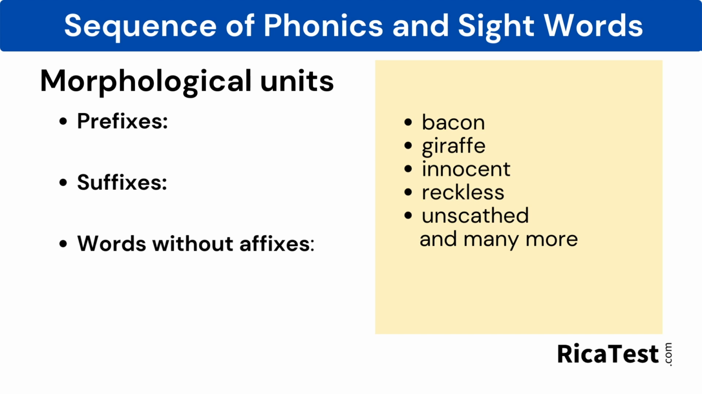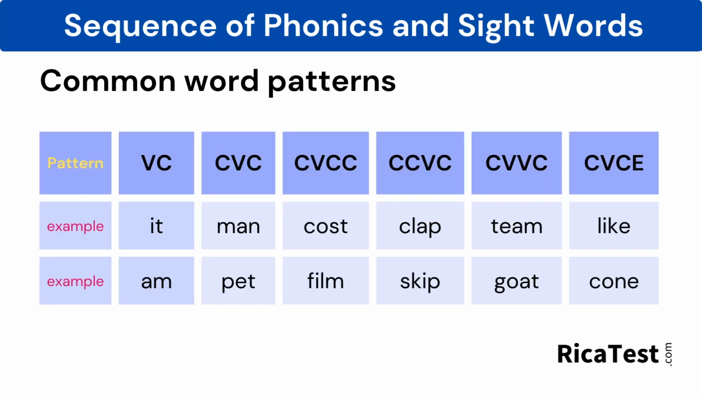Teachers teach common word patterns using this graph, and we move from left, which is the utmost simple, to the right, which becomes more complex. Keep in mind that the pattern row includes V, and the V stands for vowel, whereas C stands for consonant. Take a moment here to examine and take note of this table.